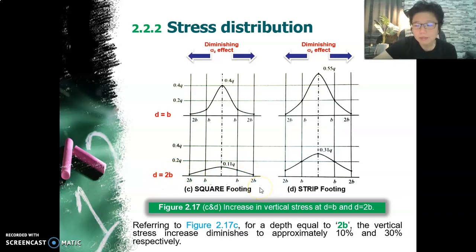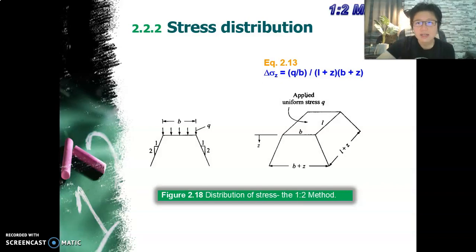So now you can grasp why it's important to put your foundation deeper into the ground. Number 1, so that it can sustain the bigger load because it's stronger. Number 2, because the stress distribution is diminishing with depth. Alright, and the last method we're going to look at here is what we call the 1-2 method.